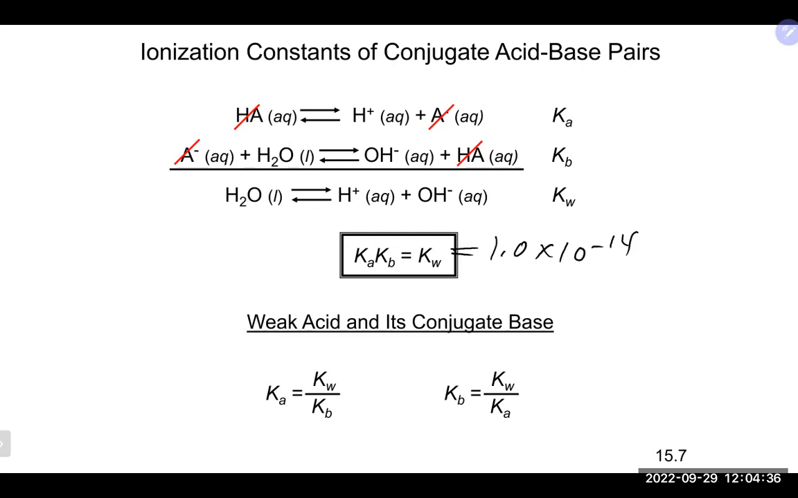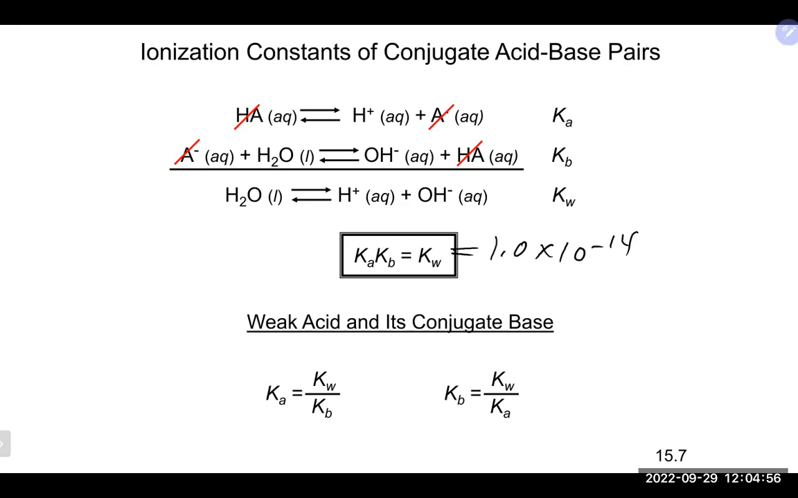So basically, we take 1 times 10 to the minus 14 divided by the Ka, it'll get you Kb, and vice versa. Now you may be asking, why would you want to do that? Couple reasons. One, you may need a Kb value and you're given a Ka value. And that's a very common type of situation that occurs during hydrolysis problems.